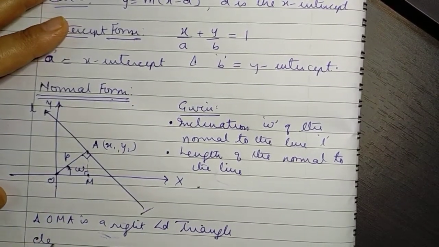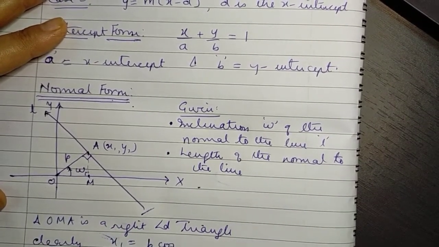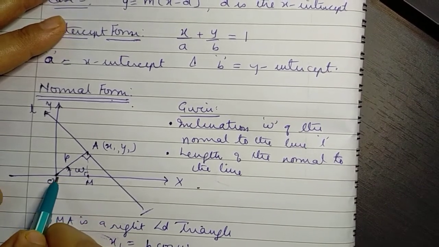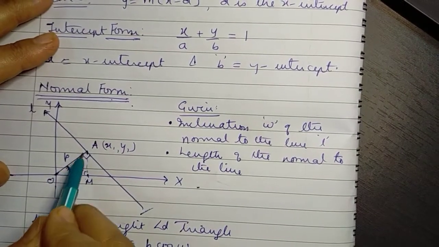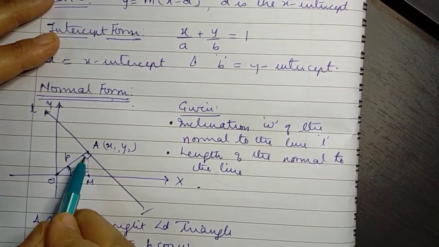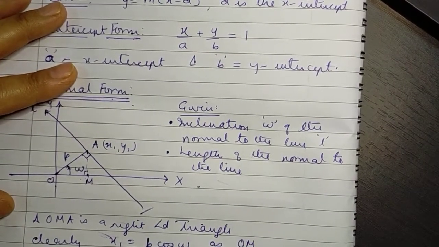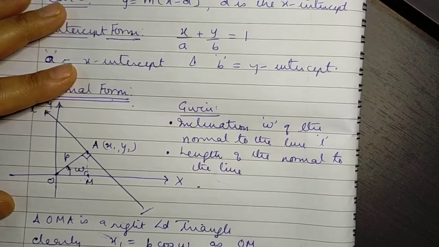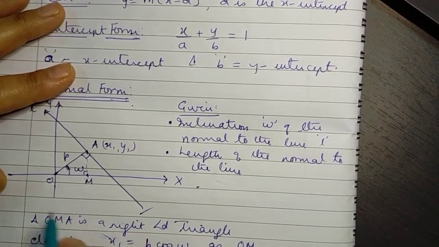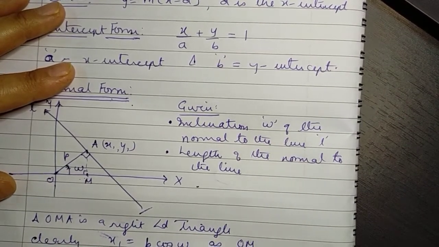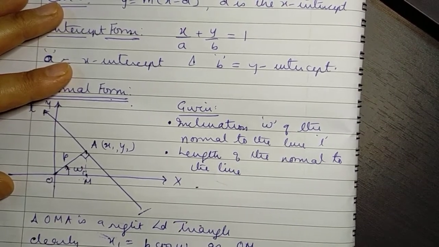So clearly x1 equal to P cos omega, because OM upon OA is equal to OM upon P, which is OA, is equal to cos omega, as we have OM upon OA equal to cos omega, which gives us OM is x1 and OA is P. So we get x1 equal to P cos omega.